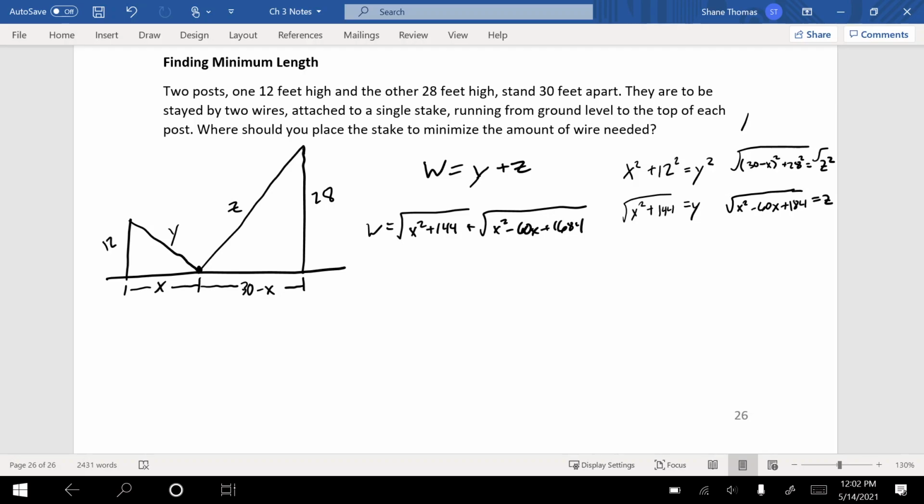Because I had a typo over on the right, I forgot the 6. It should be a 1684 on the right. Sorry about that. 1684. Okay.